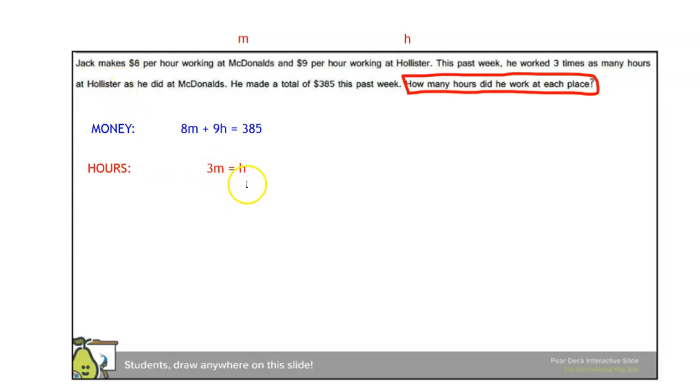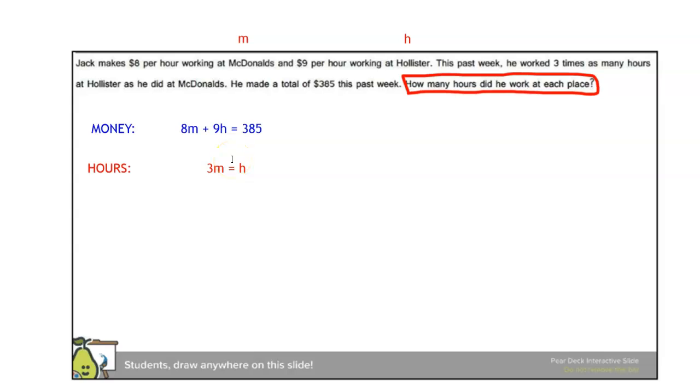1 times 3 is 3, equals 3. That works out. If there's 10 hours at McDonald's, there should be 30 hours at Hollister. Well, 10 times 3 is 30, equals 30. So hopefully that makes sense. Now I have my 2 equations.